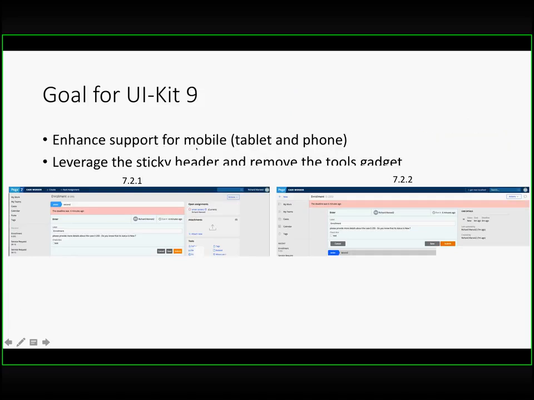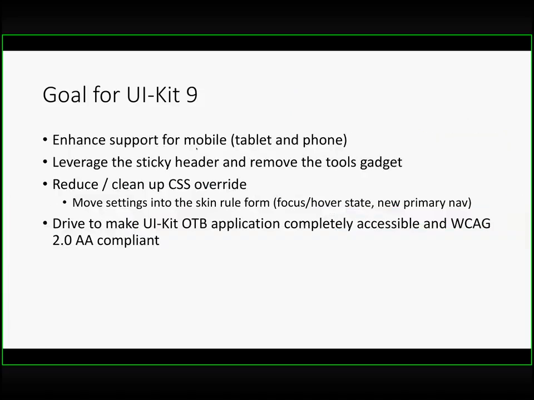Goal for UIKit 9. So the UI Samurai team is going to engage on 7.3, which is the next release. Some of the focus for UIKit 9 is going to be enhanced support for mobile, tablet, and phone. There's a lot of design that we haven't even touched for tablet and phone. So we're going to focus on that for UIKit 9.